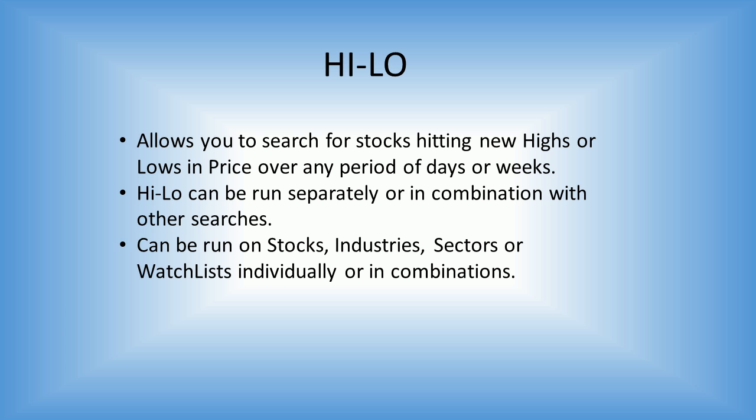This feature allows you to find new highs and new lows in price over any period of days or weeks. This feature can be run separately or in combination with other searches. This enables you to have other criteria in the search that's important to you. It can also be run not only on stocks, but on industries, sectors, and watch lists individually, or in combination. I'll show you just how easy it is to use this feature. We'll move over to the VectorVest platform.